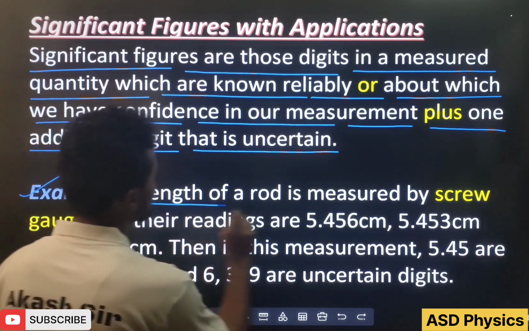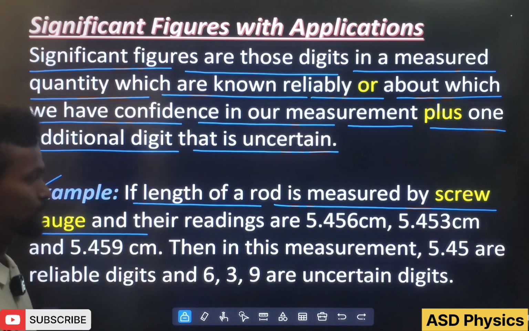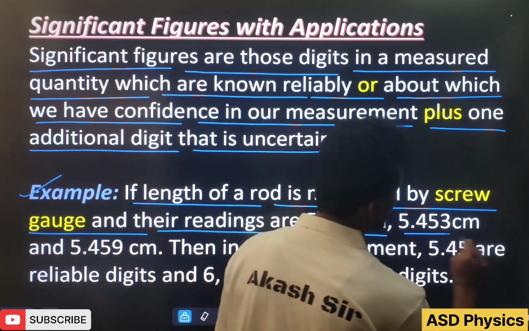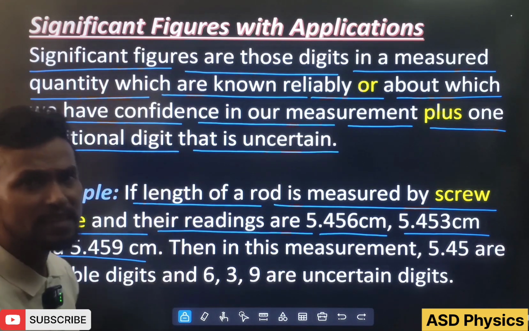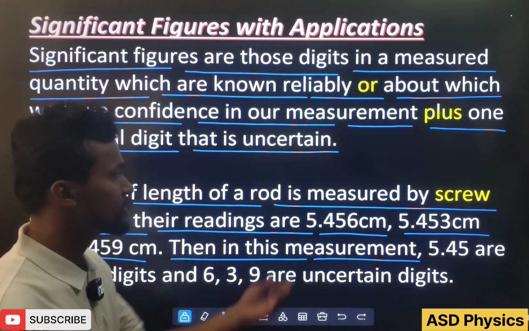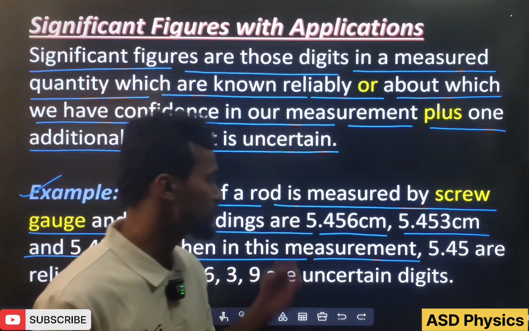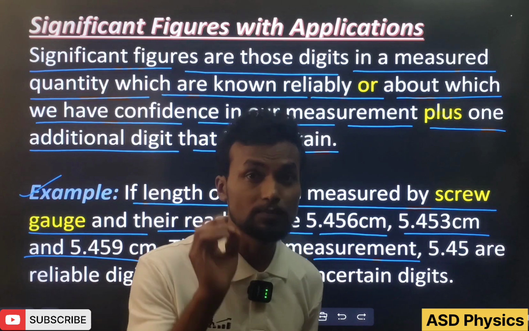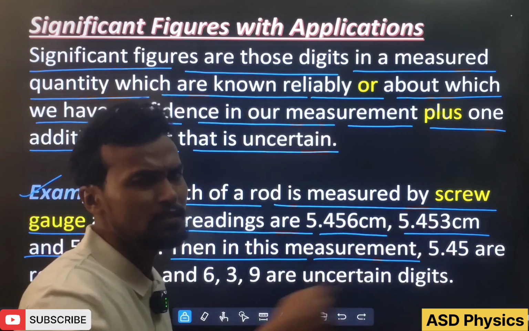If the length of a rod is measured by a screw gauge, and the readings are 5.456 centimeter, 5.453 centimeter and 5.459 centimeter. Then in this measurement, you can see very well, after the decimal how many digits are there? 3 digits. That is only possible in a screw gauge because the least count of the screw gauge is 0.001 centimeter.